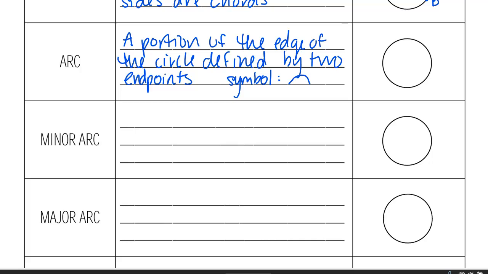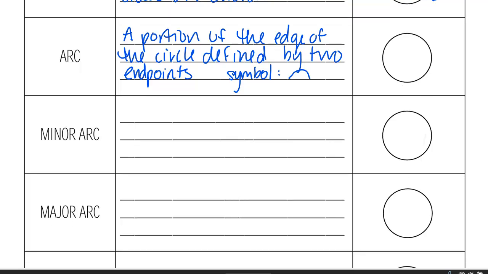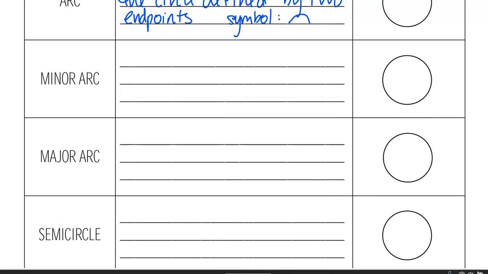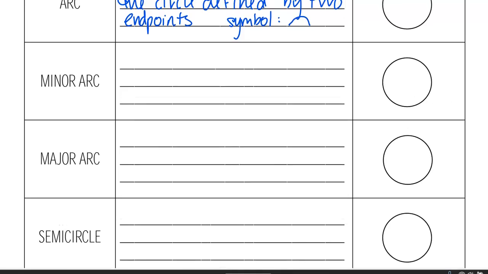All right, so I'm not going to draw a picture for an arc because we're really going to always just talk about 2 kinds of arcs. We're either going to talk about a minor arc or we're going to talk about a major arc. So let's talk about those, and then we'll draw pictures for those. So a minor arc is an arc with a measure less than 180 degrees.